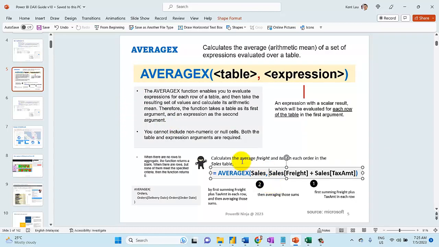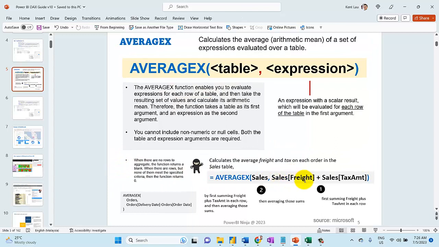Now here is the example given by Microsoft. It's called calculate the average freight and tax. Average freight and tax on each order. That means for every row, you add up the freight and the tax amount, then you average with the number of orders that appear there. That is the AVERAGEX. That's what it does. The first step is summing this up, and the second is to average those sums.